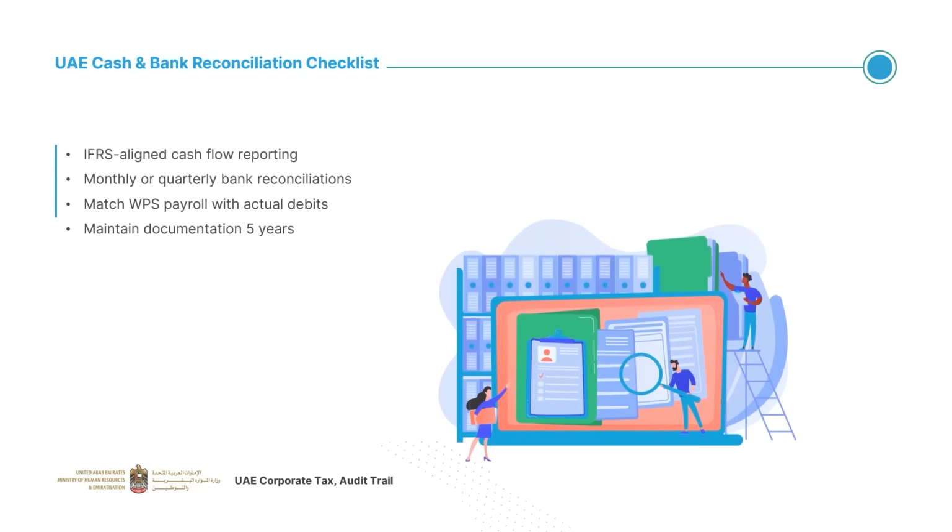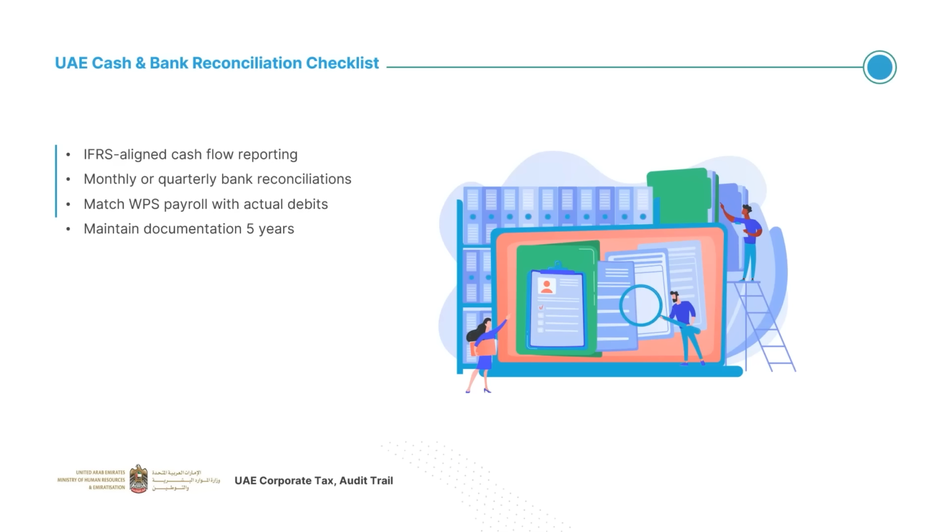Most importantly, companies must retain records for at least 5 years to comply with audit and tax laws. These measures aren't just best practice, they're compliance essentials that protect your business against penalties and ensure financial transparency.